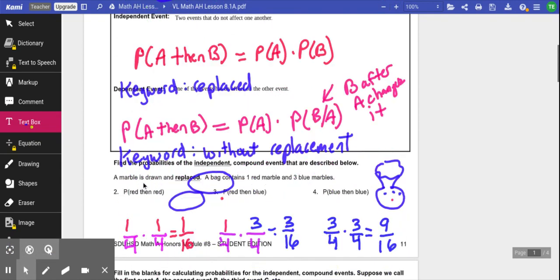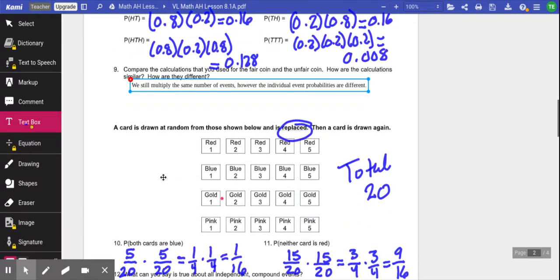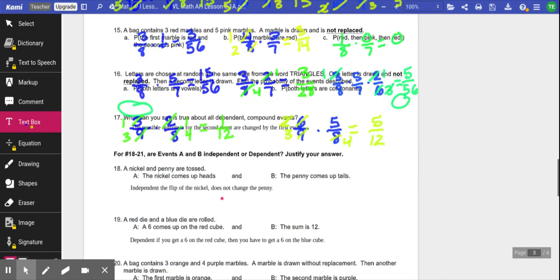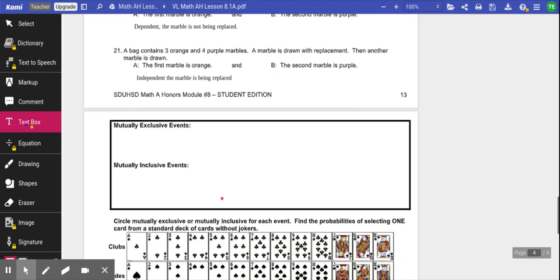Now we're going to talk about exclusive events. Okay, mutually exclusive and inclusive. So we talked about how mutual meant two or more. Exclusive, they cannot happen at the same time. Inclusive, they can happen at the same time.